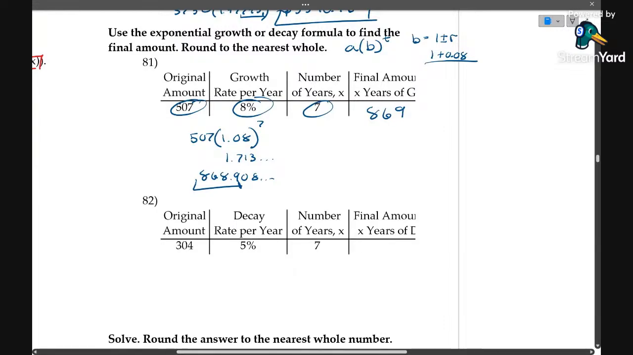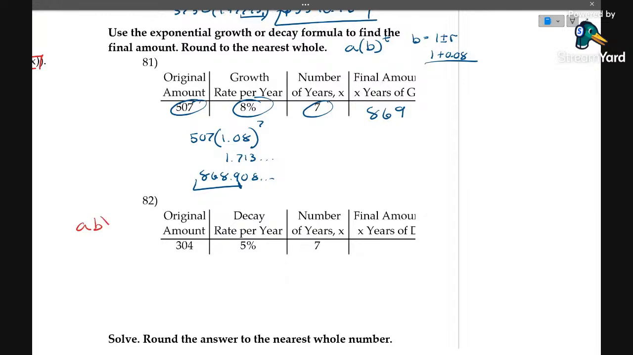So again, our exponential growth or decay is A times B to the power t, because t is usually time. A is our initial amount. Our base is going to be either 1 plus or minus the rate, plus if it's growth, minus if it's decay, and this is our rate. We want to write it as a decimal. So we're going to take our initial amount of 304. We are going to multiply it by 1, since this is decay, minus 0.05. And then our exponent is 7, because it's 7 years. X is the number of years.